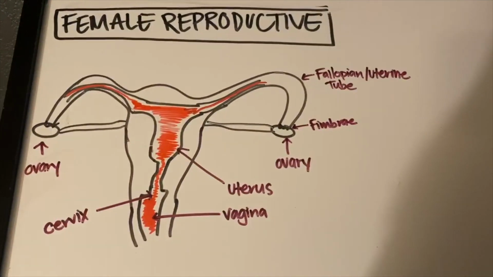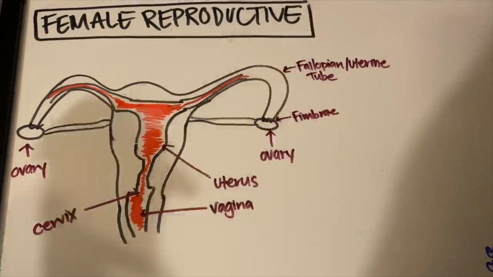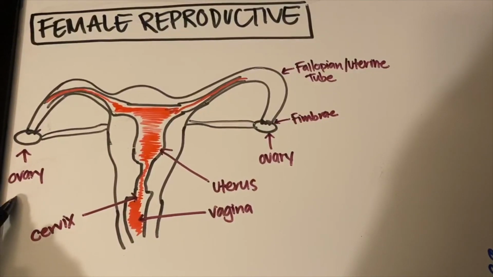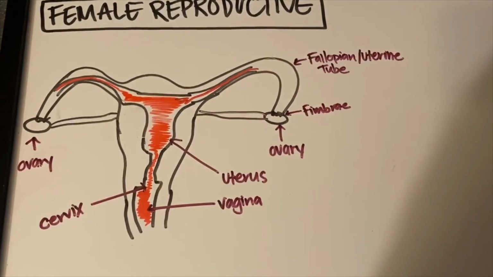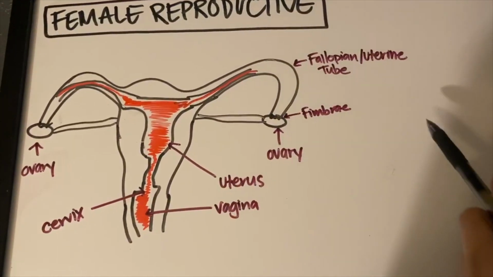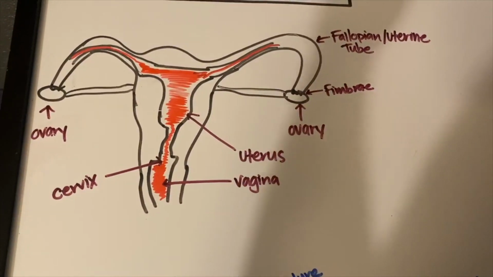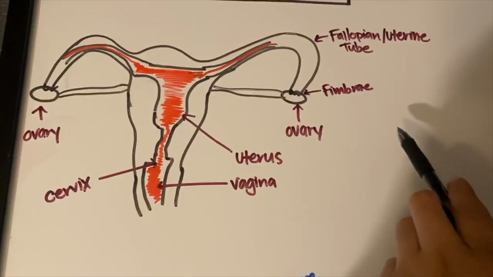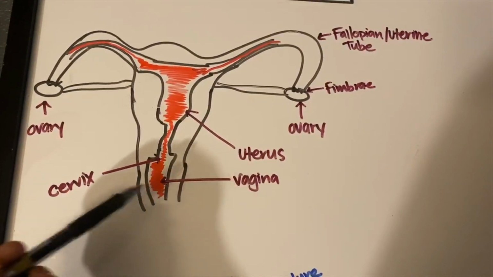Okay, so we're going to be talking about the female reproductive system now. Some of the basic organs are the ovaries, which are the female gonads and the site of oocyte and sex steroid production. Other organs are the fallopian tubes, which are the main site for fertilization. Here we have the fimbriae, the uterus, the cervix at the bottom of the uterus, and then the vagina.